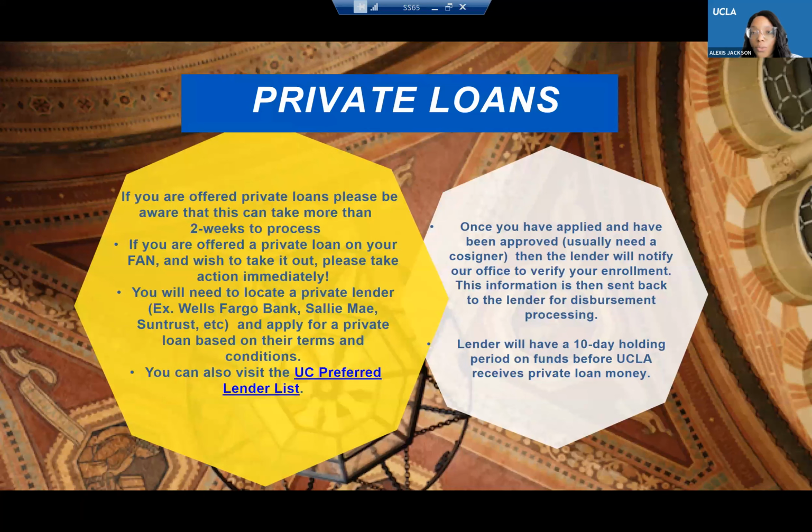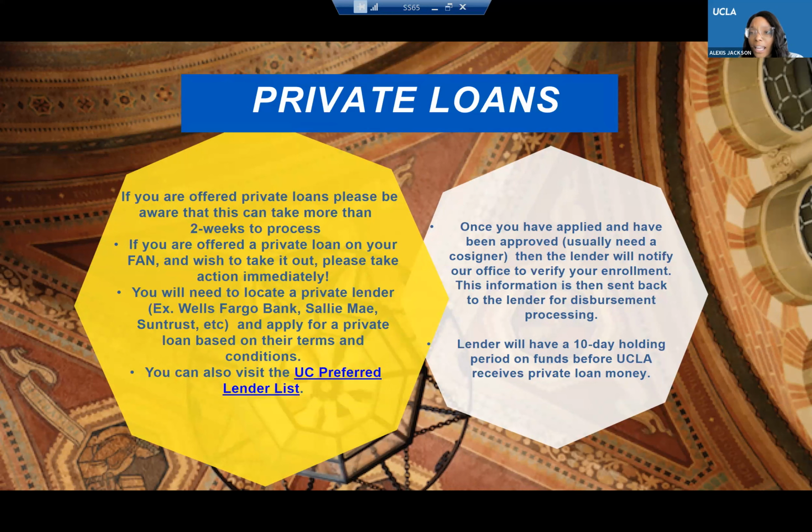When it comes to private loans, please be aware that it can take more than 2 weeks to process. If you're offered a private loan on your FAN and wish to borrow it, please take action immediately. You will need to first find a private loan lender, whether it's Wells Fargo, Sallie Mae, SunTrust, et cetera. We have a lender list available on our website as well to help you find the perfect lender for you. And you're going to want to apply for that private loan based on the terms and conditions that they offer. You can visit the UC preferred lender list, as I mentioned, in order to find a lender.